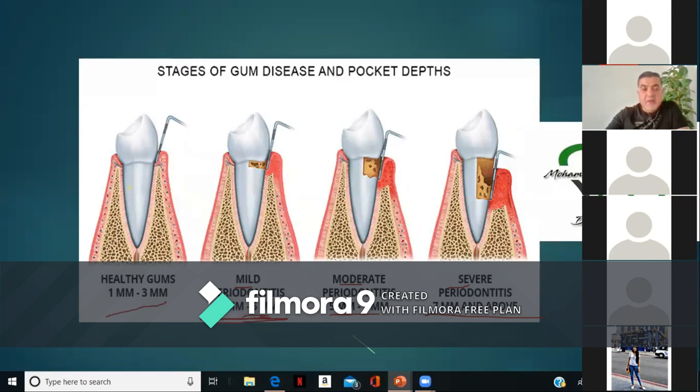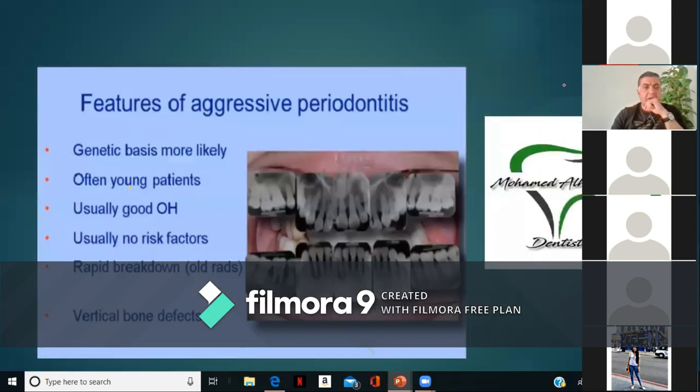Healthy gums, 1, 2, 3, because after 3.5, if you remember our probe, there will definitely be bone resorption, which means there is pocketing starting there, then it will be periodontitis. So from 1 to 3.5 is considered normal. Anything more than 3.5 is called mild periodontitis. 5 to 7 is moderate. More than 7 is advanced or severe. Keep in mind this picture, please. I'll put it there again so we can compare.